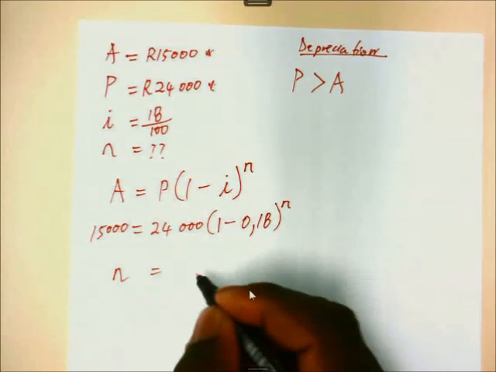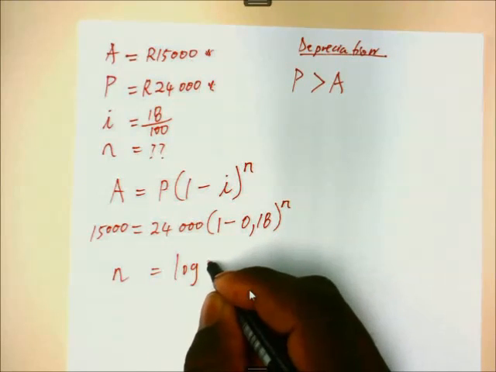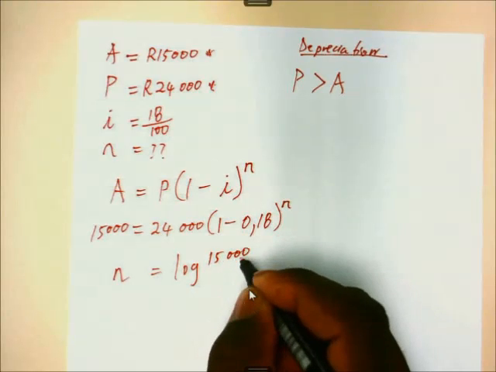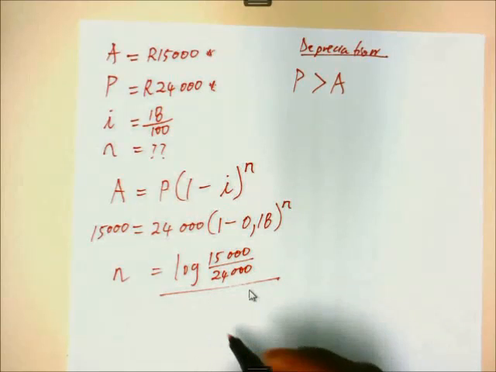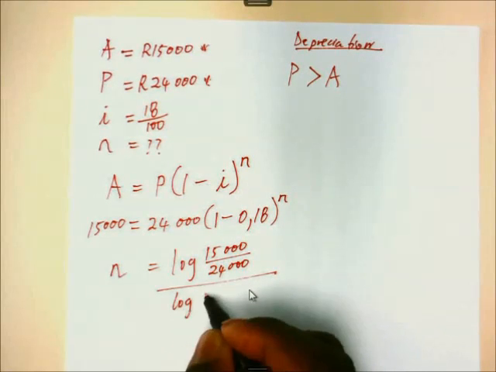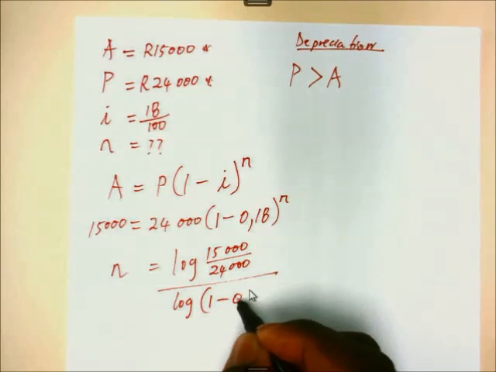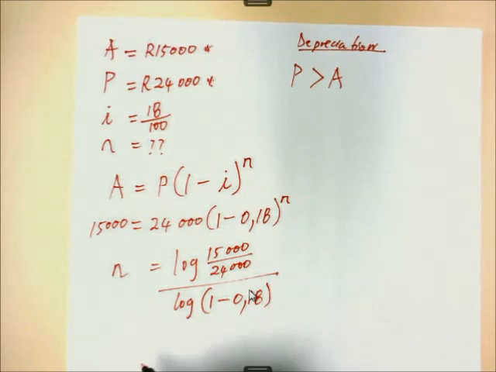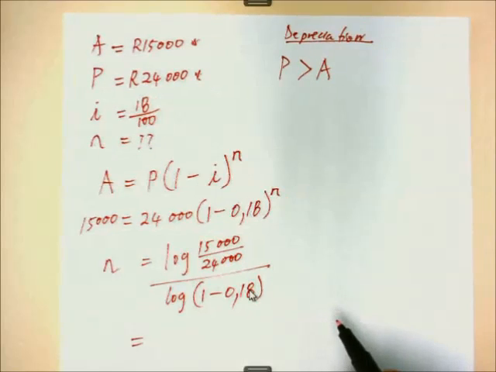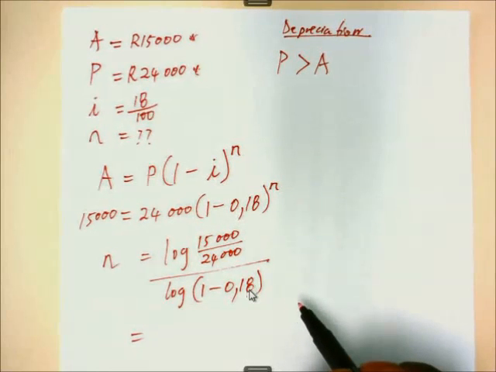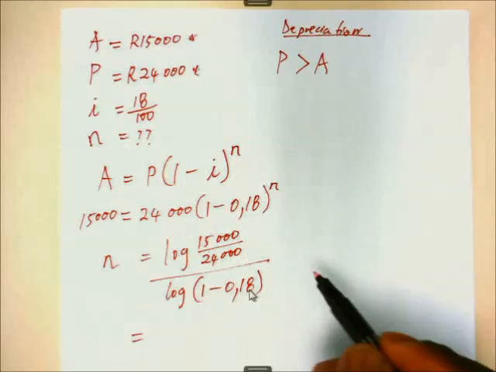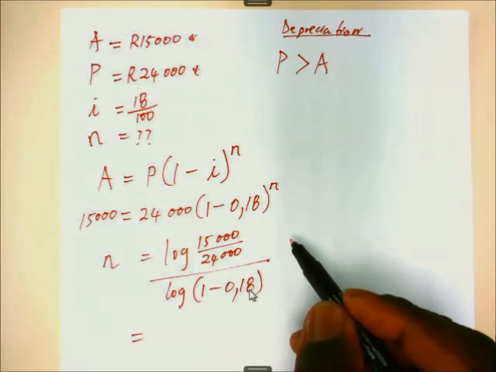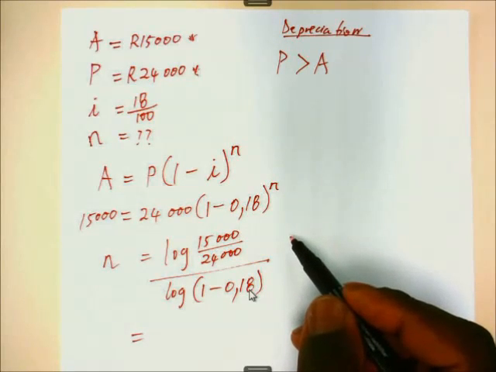What is our N here? N is equal to log 15,000 divided by 24,000, all divided by log of 1 minus 0.18. So it's your N. I just want to emphasize, I'm sure now we are clear, when you have to apply your logs: only if we look for N under the reduced balance method, or also under compound interest. Okay, just take note of that.